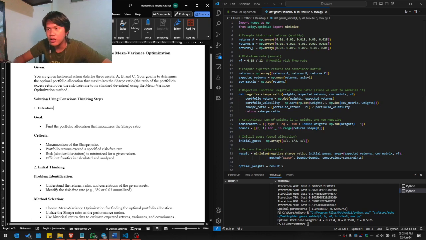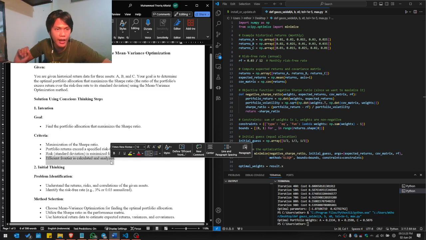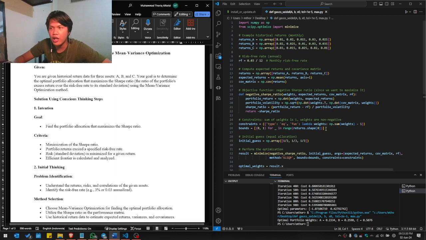So we have a goal, and that goal is to find the portfolio allocation that maximizes the Sharpe ratio. And we have our criteria too, which is to maximize the Sharpe ratio, portfolio return exceeding a specified risk-free rate, and we also have risk or standard deviation to minimize for a given return. And the final one is the efficient frontier is calculated and analyzed. And we are going to calculate it using the Python code.